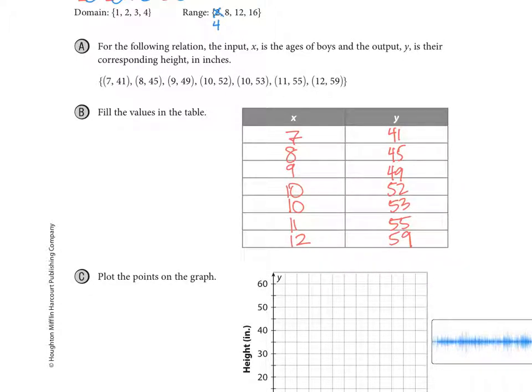So 7 is paired up with 41, 8 is paired up with 45, and so on. And this is one of the representations of relationships, or relations. So we have a set of ordered pairs, part A. We have a table of values, part B.